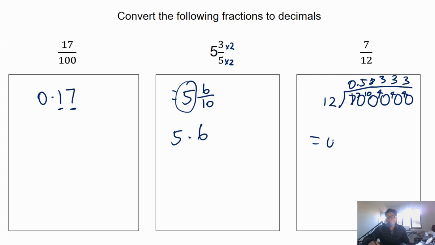And our answer will be 0.583. Put the dot up the top because that means recurring. That means the same thing as 0.583333 and so on and forever. So our final answer will be this one here, 0.583 recurring there.